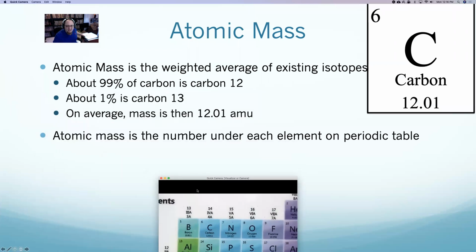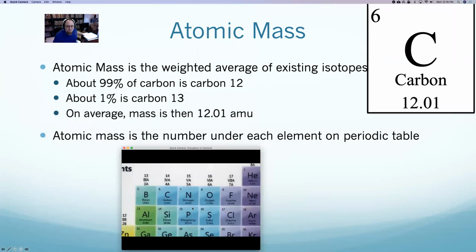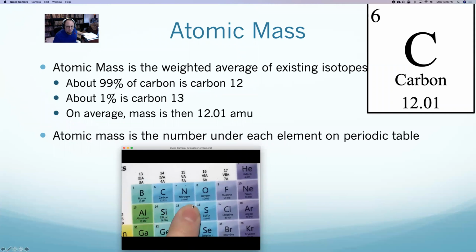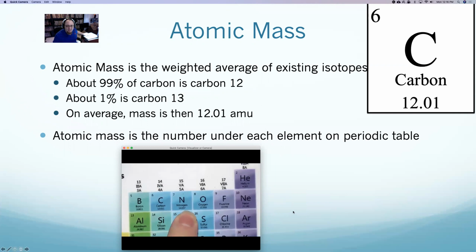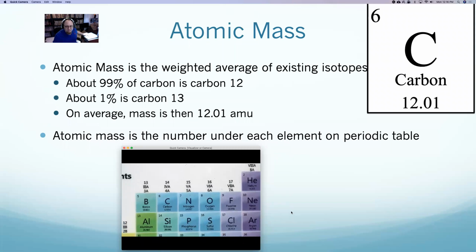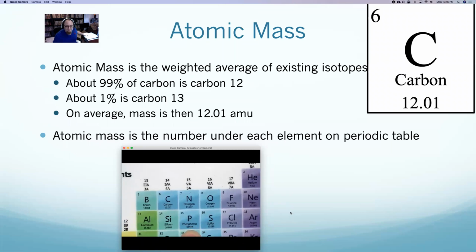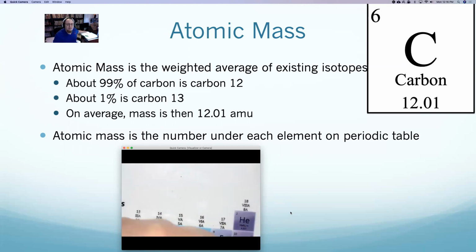And so on average, one atom of nitrogen weighs 14.007 AMU. On average, one atom of oxygen weighs about 16 AMU. On average, one atom of phosphorus weighs 30.974 AMU. And that's just accounting for all of the possible isotopes.